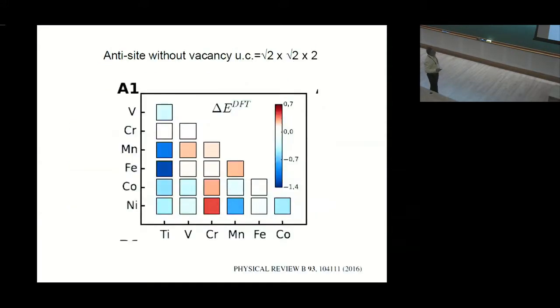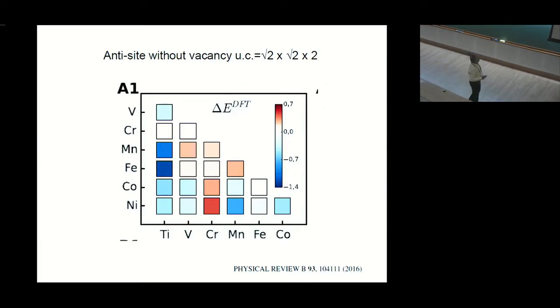So this is their tabulation, one of their tables. These color codes are basically energetics. The bluer it is, the better the state is, the better the anti-site disorder stabilizes that kind of combination. So for example, V and Ti, Fe and Ti, this interface will be stabilized by anti-site disorder. Whereas chromium and nickel will not be stabilized so much by the anti-site disorder. But they are still stabilized, and this is the unit cell they are using.